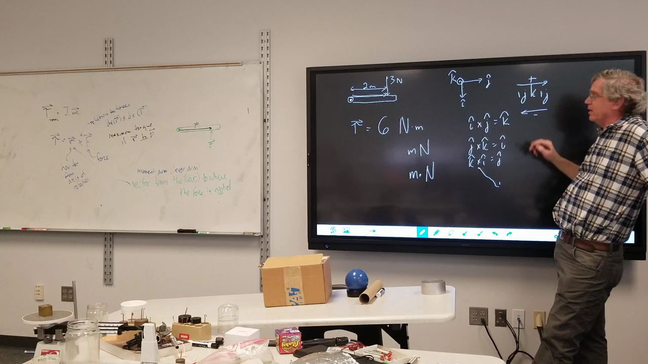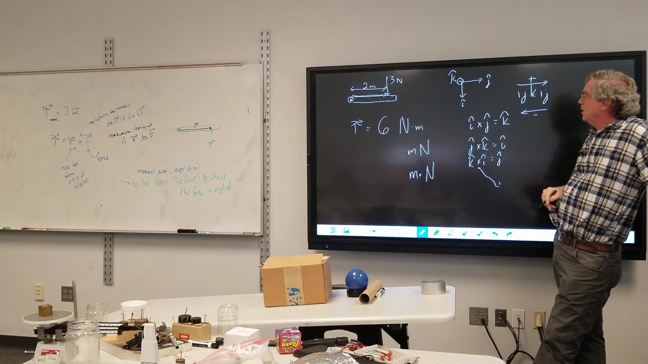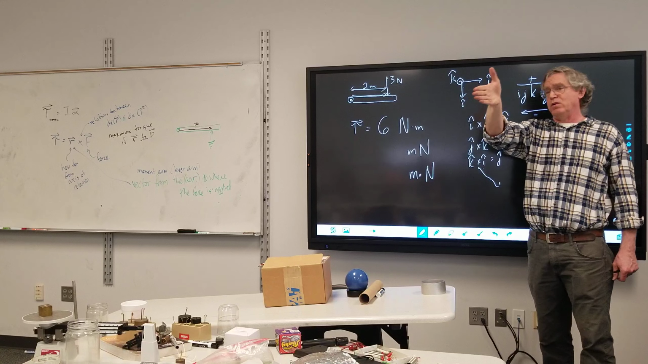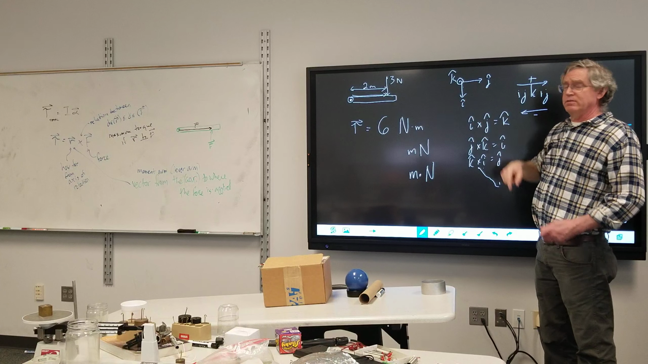If I go this direction, I'll get a negative. k cross j is negative i, or k cross j is up, and down we established as positive.